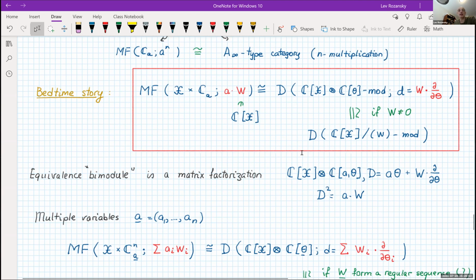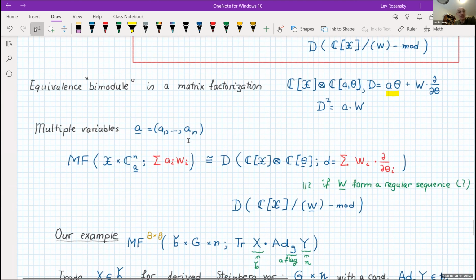And this equivalence at this perturbed level is described by a bimodule type matrix factorization. So now we have C of X and C of A theta. In addition to the old differential, which was A theta, we now add a new differential, which is W dd theta. So the square of this d will be A times W. You can use it to go from one side to the other, back and forth. This is a differential bimodule with twisted differential. So you can tensor multiply matrix factorizations by it and get differential modules, or tensor multiply differential modules and get matrix factorizations. You can check that D is really twisted. When you square, theta and dd theta do not anti-commute. They have anti-commutator equal to 1. And this is what produces A times W.